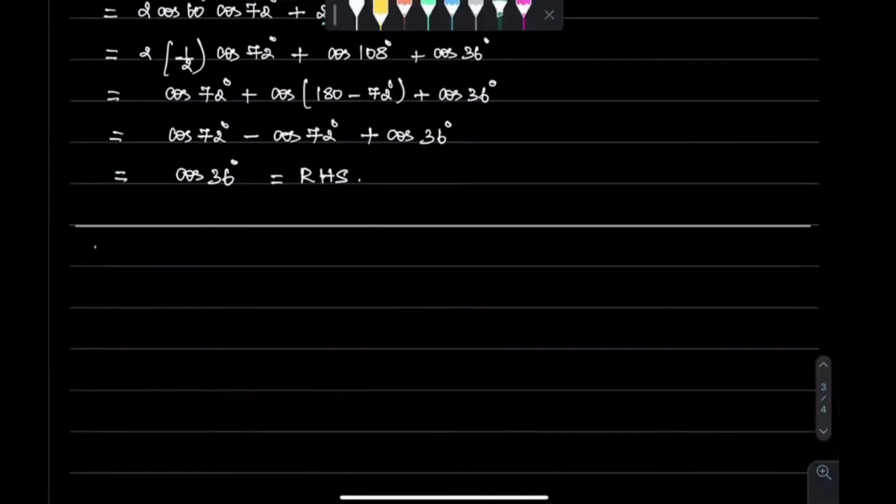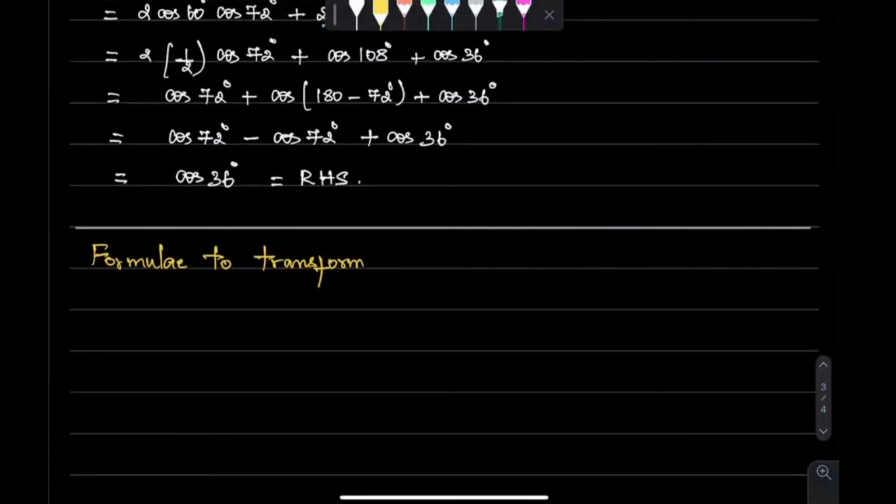So, formulas to transform. In the initial stage we transformed product to sum. Now we are going to transform the sum or difference into product, children. So how do you do that?